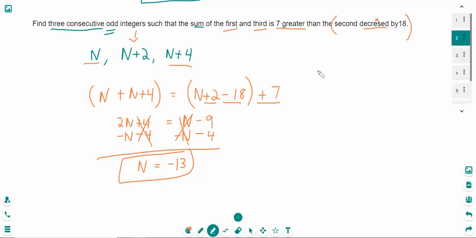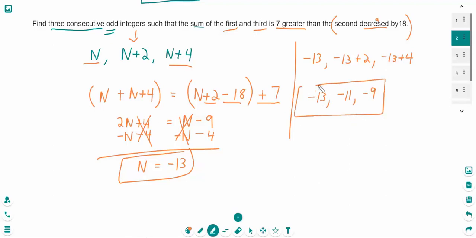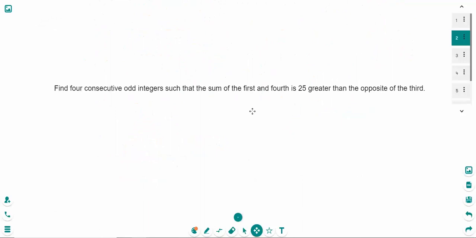So now let's figure out the rest of the numbers. So the rest of the numbers are going to be, well, negative 13 is our first one. And then we have negative 13 plus 2 is my second, and negative 13 plus 4 is my third. So I have a negative 13, a negative 11, and a negative 9. Whoops, negative 9. There it is. That is my solution.